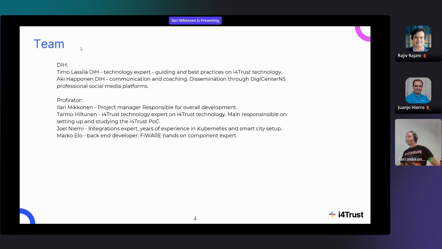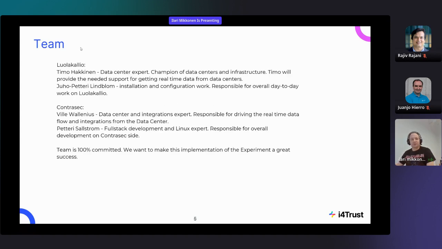Shortly about the team. We have a DIH from Savonia. So they are doing the technical mentoring and helping us with the technology. Then Profirator is the company where I'm from. And we are more like the technology experts on this. So we provide the tech and help the other stakeholders to execute their job. And the other two stakeholders, most importantly, are Luola and Controsec, which are actually data centers. So the idea is that we install the technical enablers into the data center and experiment first with the two data centers, Luola and Controsec.